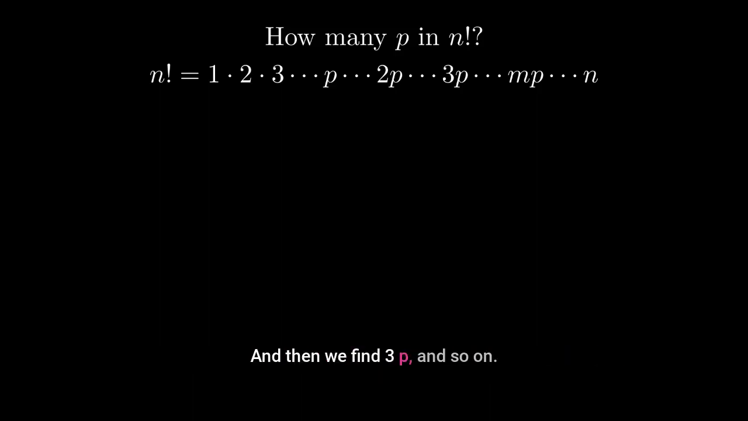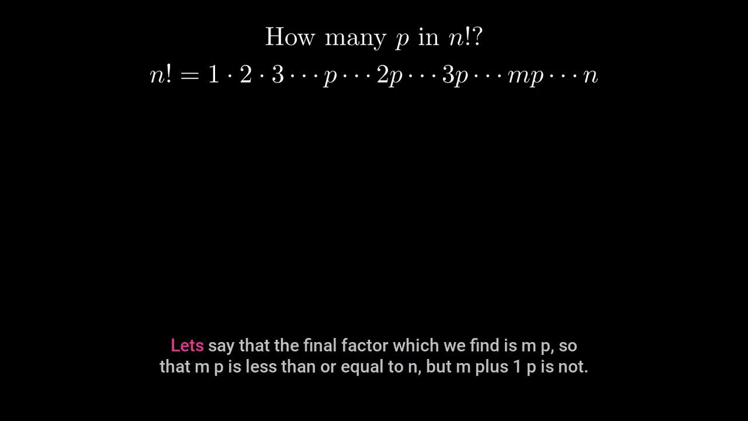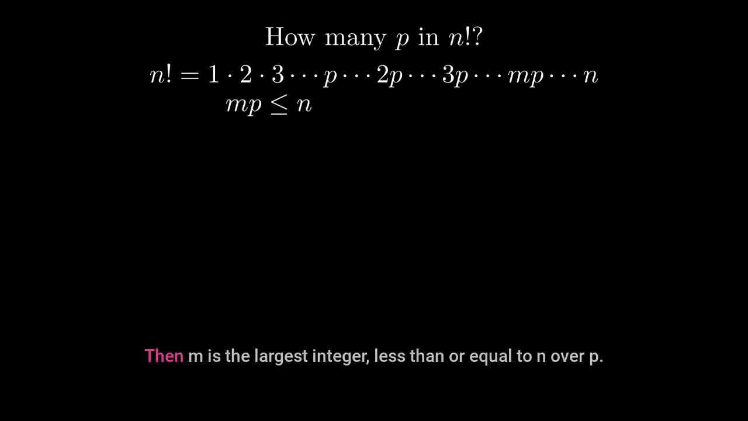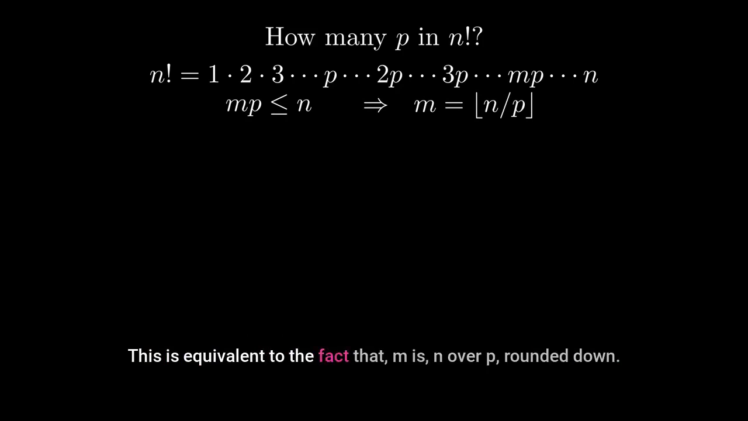And then we find 3p, and so on. Eventually this runs out, so the question is, when? Let's say that the final factor which we find is mp, so that mp is less than or equal to n, but (m plus 1)p is not. Then m is the largest integer less than or equal to n over p. This is equivalent to the fact that m is n over p, rounded down.